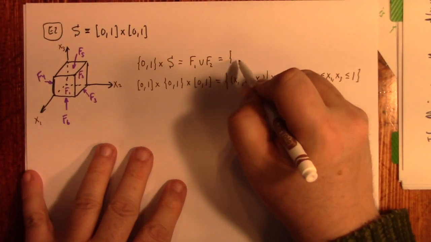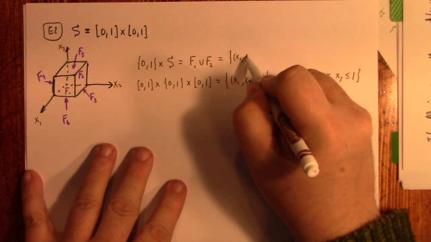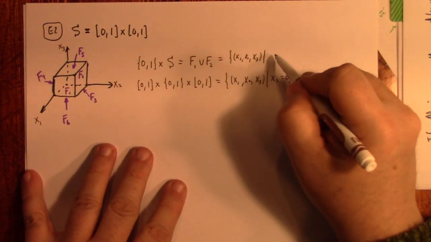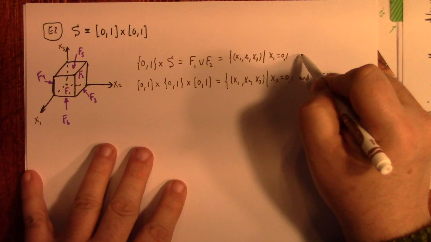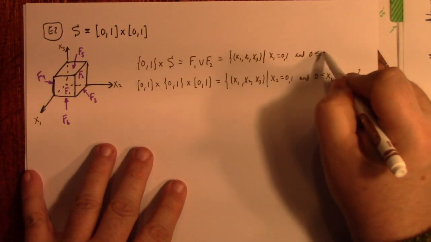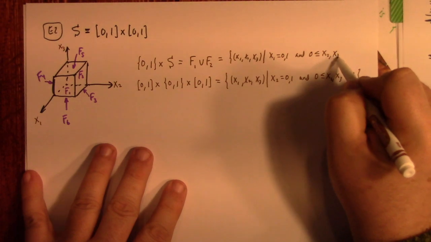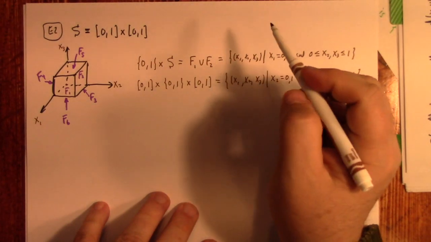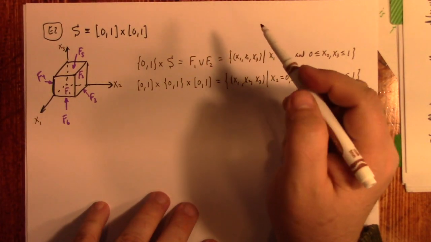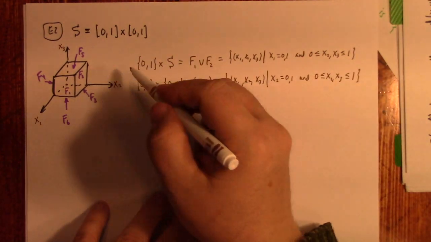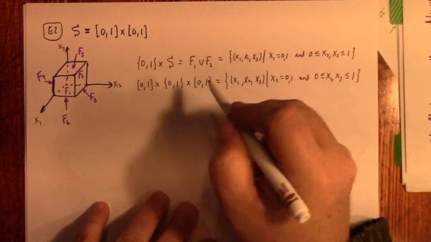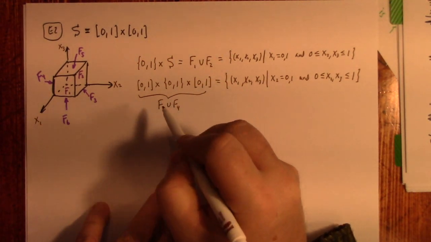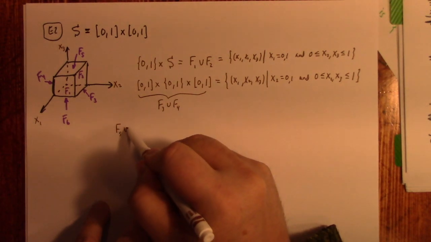F2, this one would have been x1, x2, x3 such that we have x1 equal to 0 or 1, and 0 less than or equal to x2 and x3, less than or equal to 1. All right, that one. Now, the other two faces, so this was face 3 and 4. Face 3 union face 4. So now we've got face 5 union with face 6.